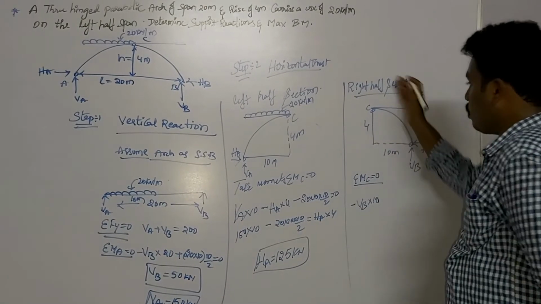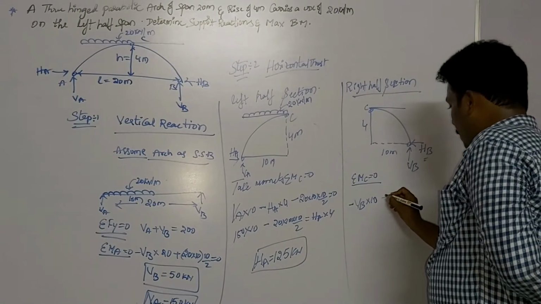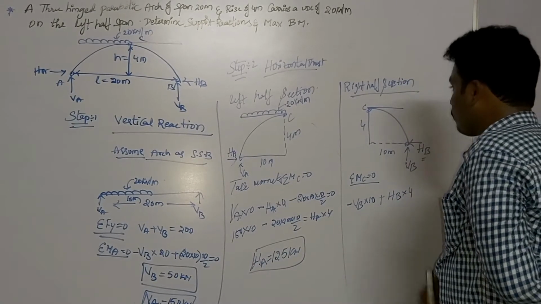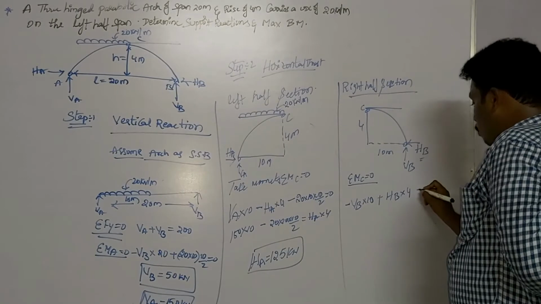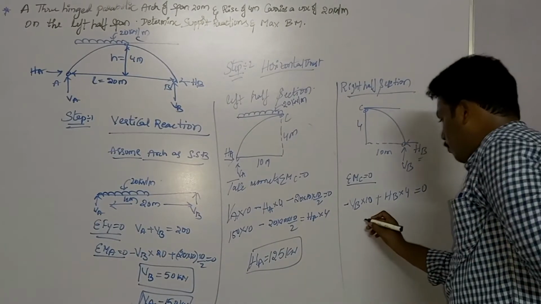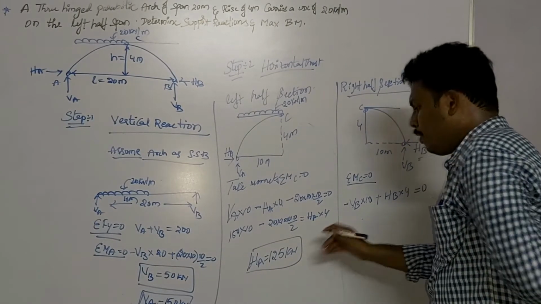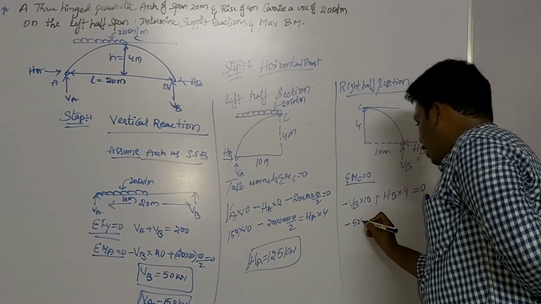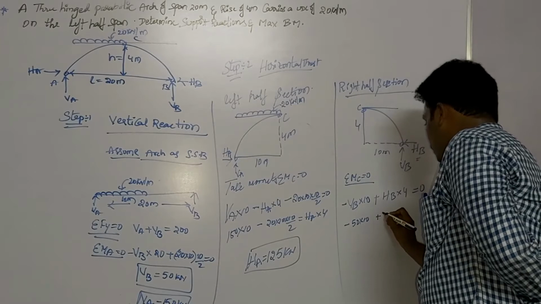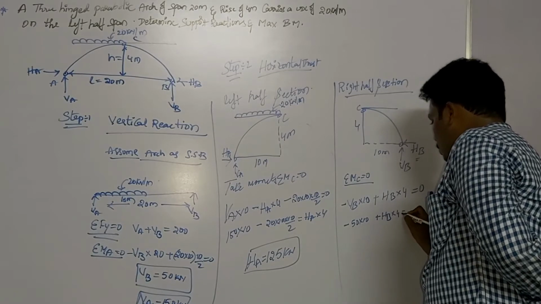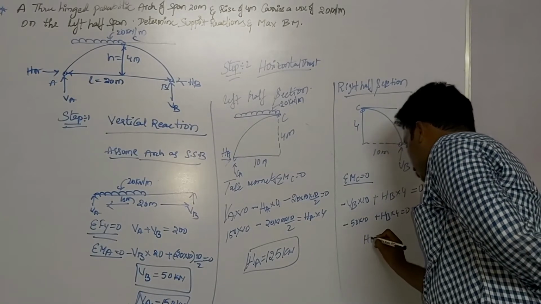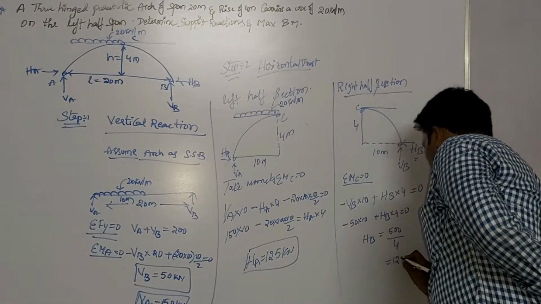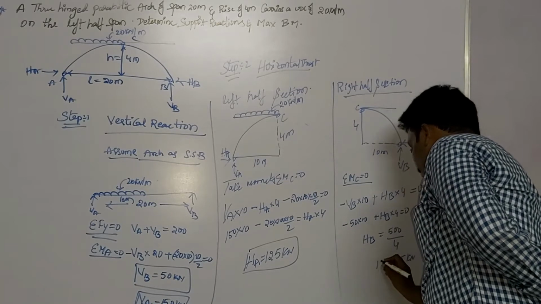which is minus, rotating in anti-clockwise direction, plus HB into 4 meters, and there is no load over here, which is equal to 0 again. So VB into VB value మనకు ఎంత ఉంది నాన్న? 50 kilonewtons. So minus 50 into 10 plus HB into 4 is equal to 0. So HB is equal to 500 by 4, which is equal to 125 kilonewtons.